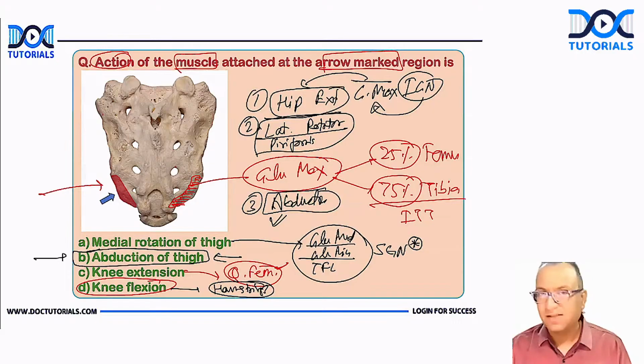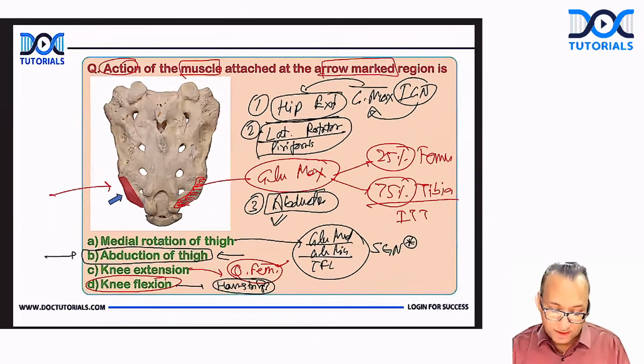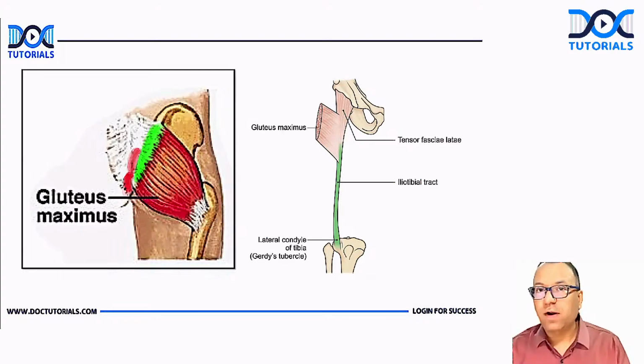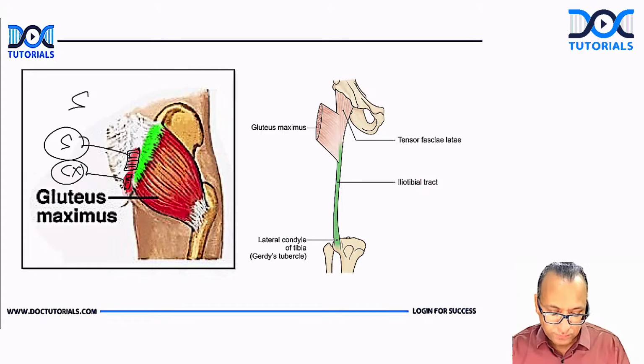So should I keep my answer as abduction? Yeah. Look at this. This is gluteus maximus. When you look at the origin of gluteus maximus, you have to understand that it is taking origin from the hip bone, the lateral surface, and more posteriorly. Not only that, it also takes its origin from the sacrum bone, the coccyx bone, and one ligament called the sacrotuberous ligament.